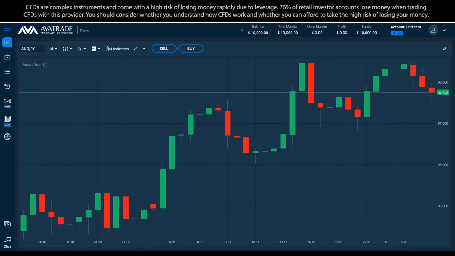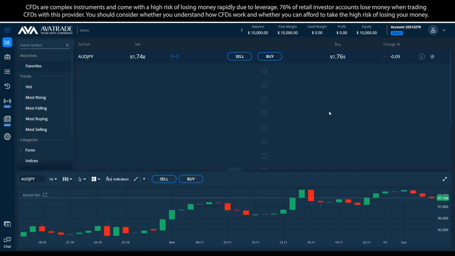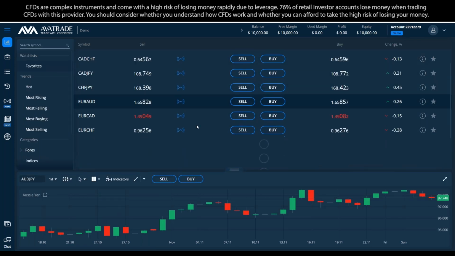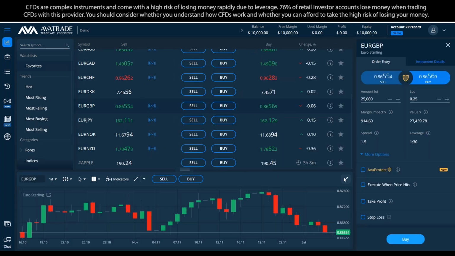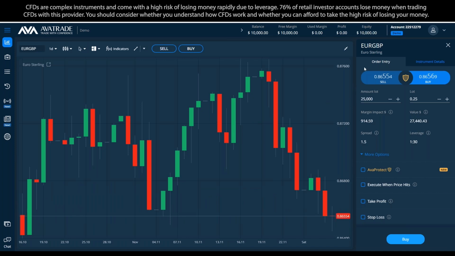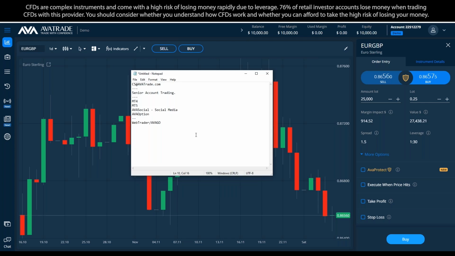Okay, we're gonna go back to the outer shell and find ourselves a lovely asset to play with, to show Ava Protect. Okay, then we took the euro pound. And Ava Protect, the way that it works is extremely simple, guys, and can be very helpful.